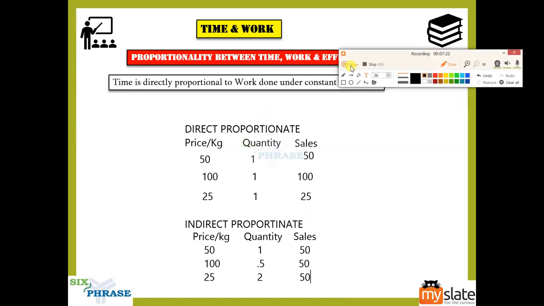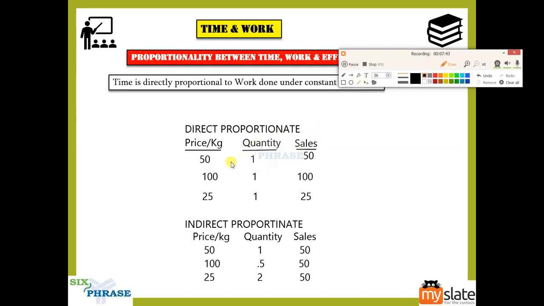Okay, guys, let's have a look at this. Now, take these things. I would say price per kg, quantity, and sales. Okay, I hope you know the relationship between them. Now price per kg multiplied by quantity will give you what? It will give you the sales.